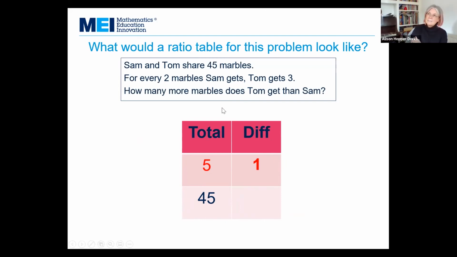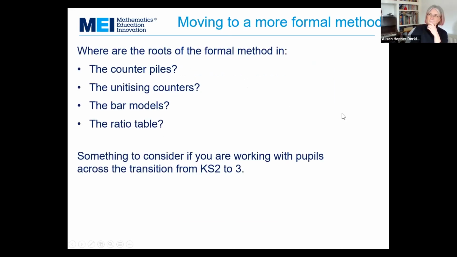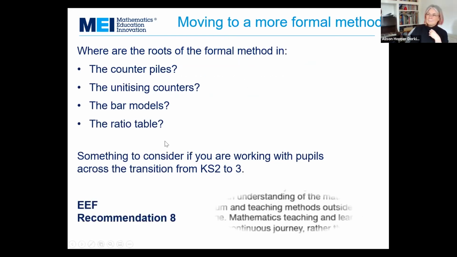So it's interesting to see that of the numbers I've now got in my ratio table, only the 45 was in the original problem. I've had to do a lot of thinking and understanding about what's going on in order to create that ratio table. So they are brilliant, especially if we understand about multiplicative relationships. But sometimes we've got to do quite a lot of hard work in order to get to the ratio table that we need in order to solve it. And now I can start to look for those relationships, and the relationships in both directions as well. So we've talked about all of that, where the roots of the formal method are.